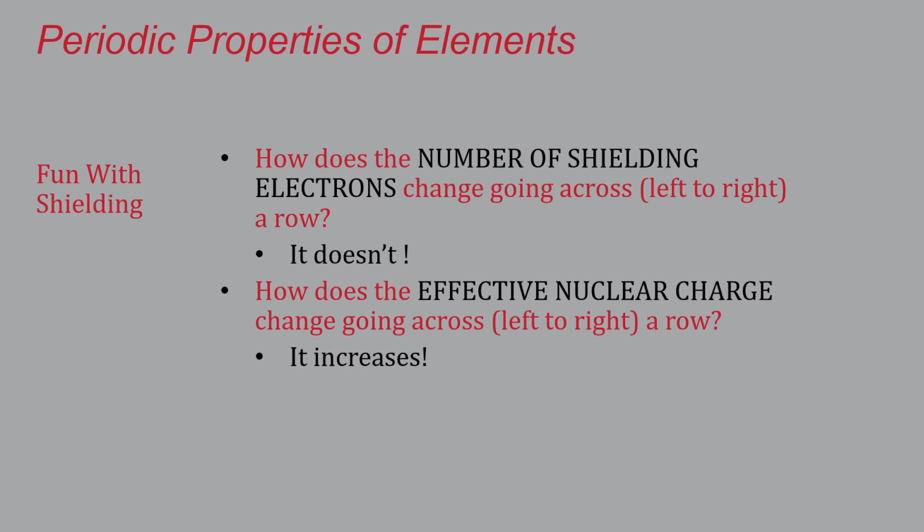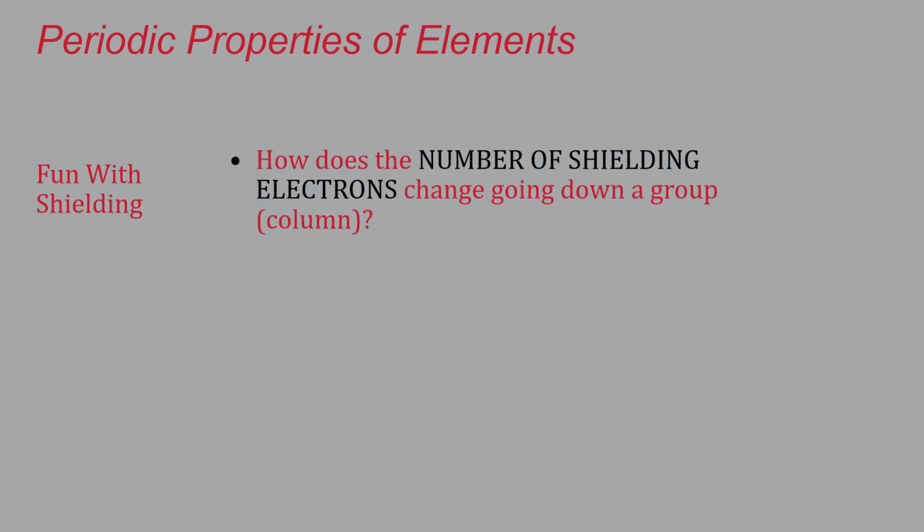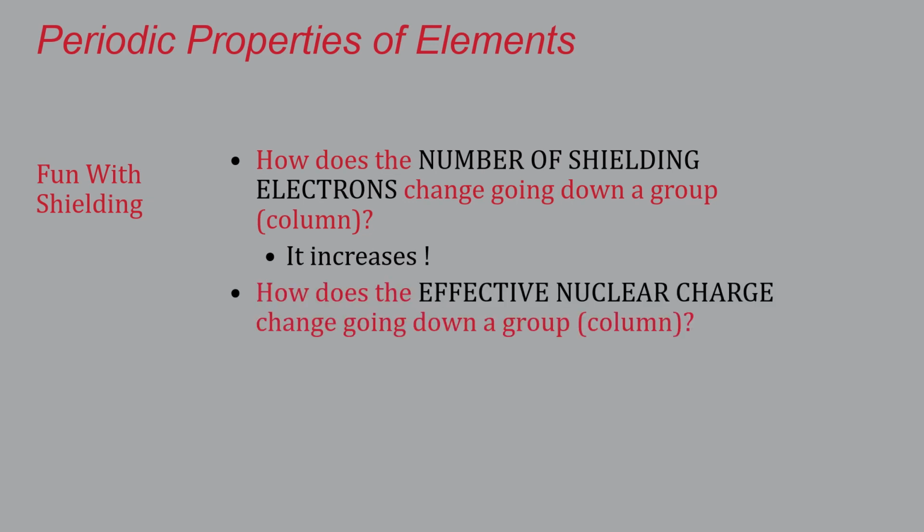Now, one more. Let's consider the other direction. We're going to go down a group. So again, think about how that number of shielding electrons is going to change. And it goes up by quite a bit. So each time you are adding an entire shell's worth of shielding electrons. And the next question that follows is, how does that effective nuclear charge change going down a group, let's say top to bottom?